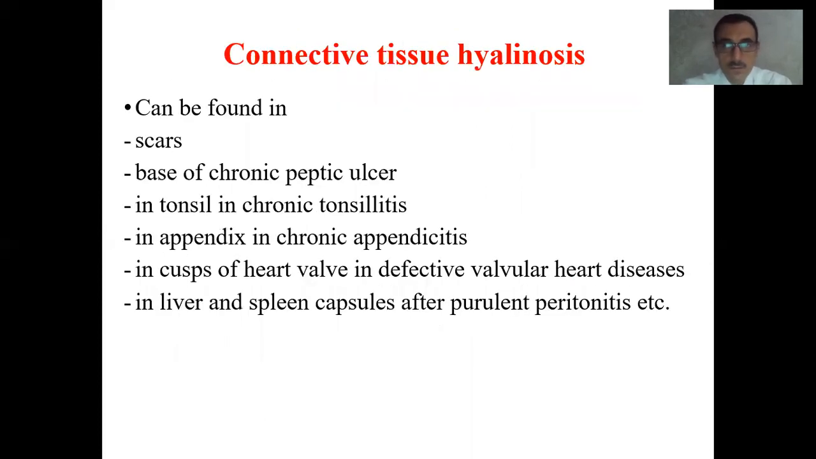Another type of hyalinosis is connective tissue hyalinosis. It can be found in scars, the base of chronic peptic ulcer, in tonsils in chronic tonsillitis, in the appendix during chronic appendicitis, in cusps of heart valves in defective valvular heart diseases, liver and spleen capsules after purulent peritonitis, and so on.